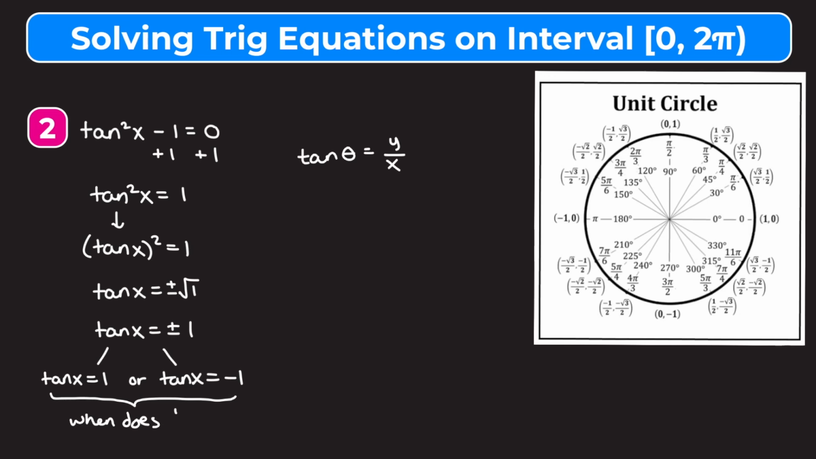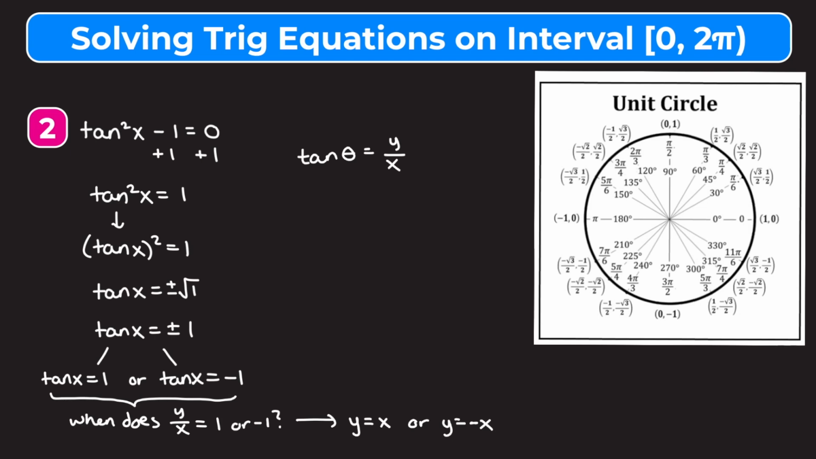When does y over x equal 1 or negative 1 on our unit circle? What that means is that y has to equal x, because then y over x is 1, or y has to equal negative x. So basically, x and y have to be the same coordinate, or the same coordinate with opposite signs. I'm going to show you what I mean by going to our unit circle.